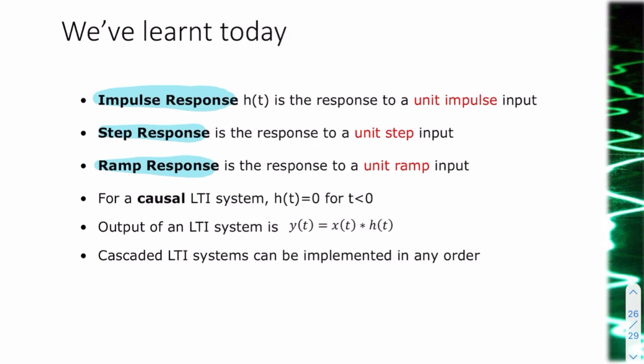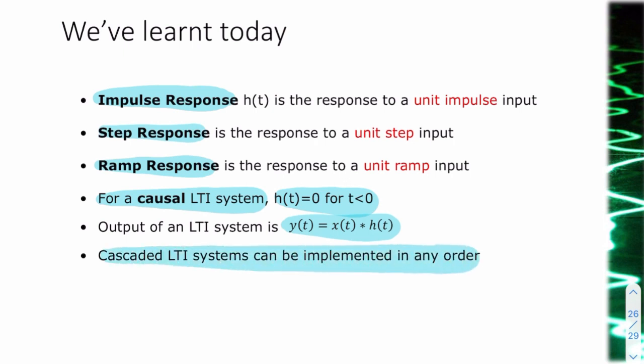We've also said that the output of an LTI system is the convolution of the input and the impulse response. We've given a criterion for something called a causal system. So we already know that a causal system cannot anticipate a future input, but this time we've actually written that as a condition, that the impulse response has to be 0 for negative time. We've also learned that cascaded systems can be implemented in any order. All of these things will be very useful as we move forward.